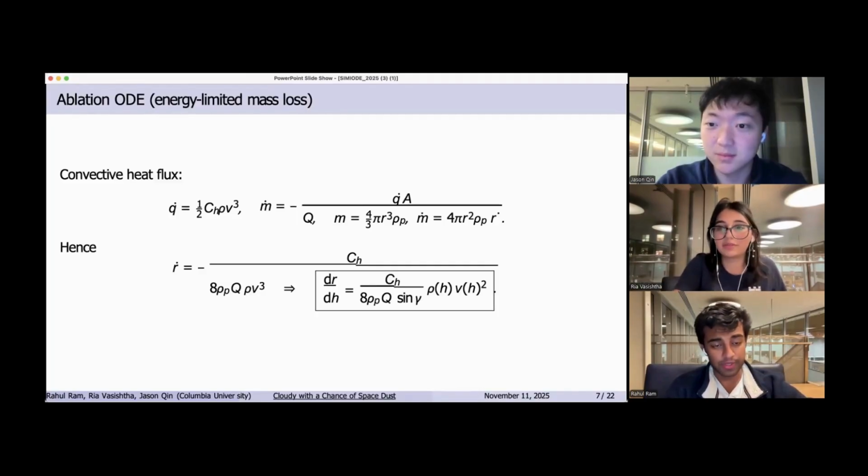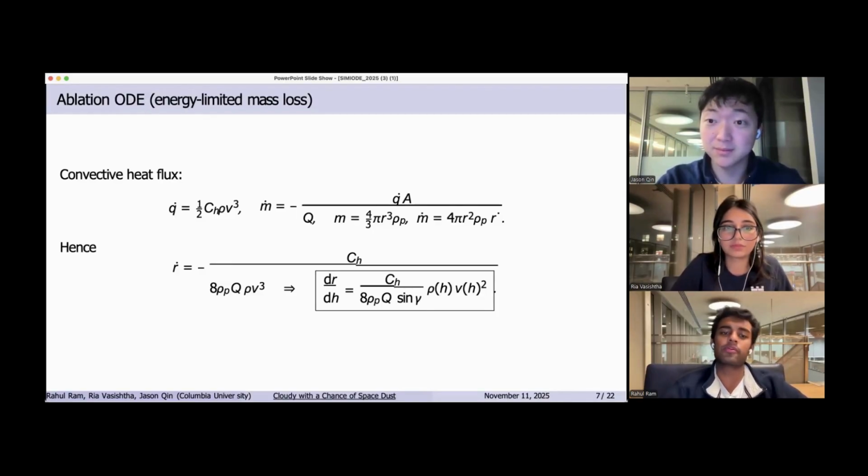As it travels, frictional heating, proportional to air density and the cube of speed, transfers energy to the surface. Mass loss equals that heat flux divided by the heat of ablation, giving dR/dh. Faster motion and denser air mean faster erosion. This ties shrinkage directly to local flow, deciding whether it merely scorches or fully vaporizes.